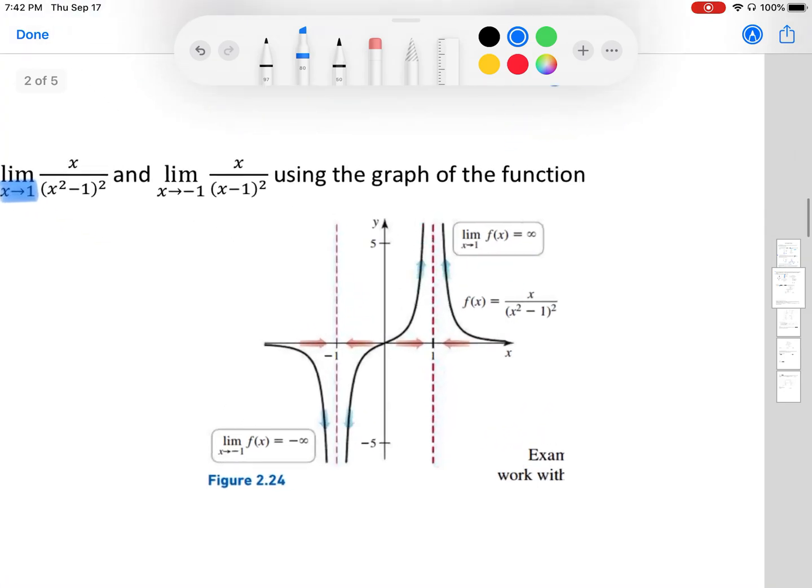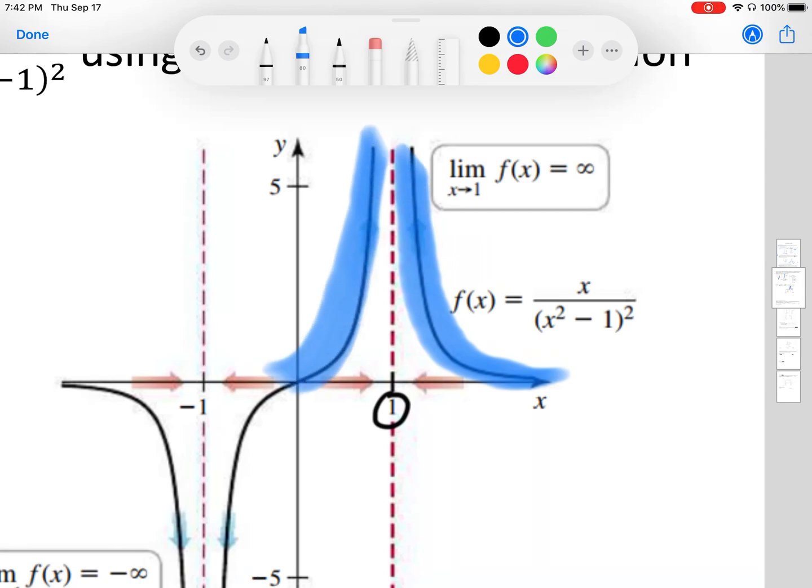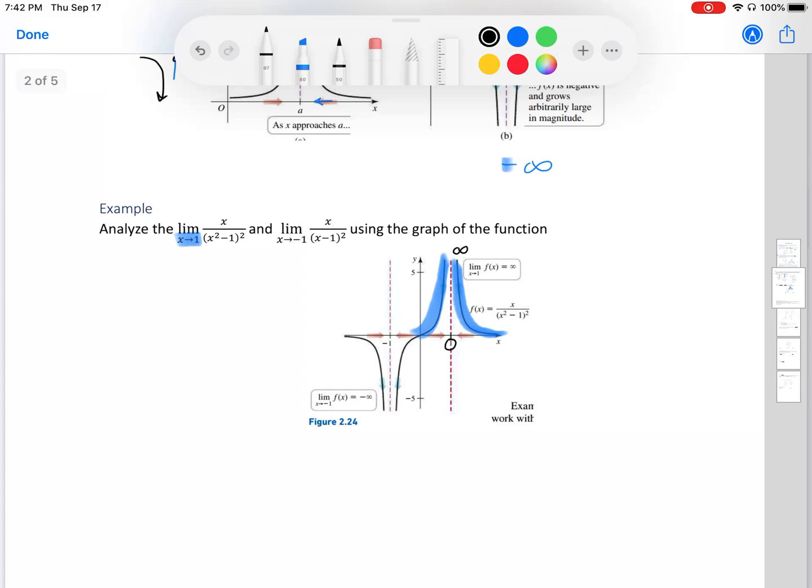If we take a look at our graph, we see here that at 1, both the right-hand side and the left-hand side are approaching upward forever. So they're both going towards infinity. So for the first one, we would say that the limit as x is approaching 1 of x over (x squared minus 1) squared is equal to infinity. It goes on forever.